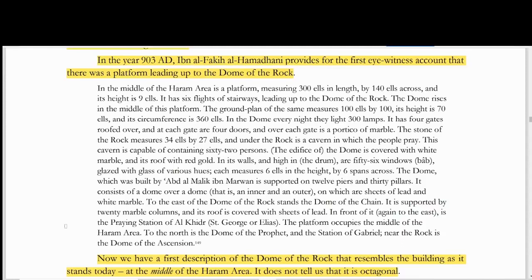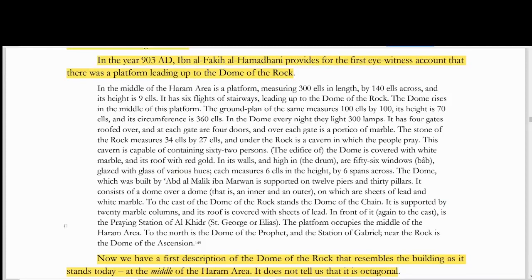The edifice, the dome, is covered with white marble, and its roof with red gold. In its walls and high in the drum are 56 windows glazed with glass of various hues. Each measures 6 ells in height and 6 spans across. The dome, which was built by Abd al Malik ibn Marwan, is supported on 12 piers and 30 pillars. It consists of a dome over a dome, that is, an inner and outer, in which are sheets of lead and white marble. To the east of the Dome of the Rock stands the Dome of the Chain. It is supported by 20 marble columns, and its roof is covered with sheets of lead.